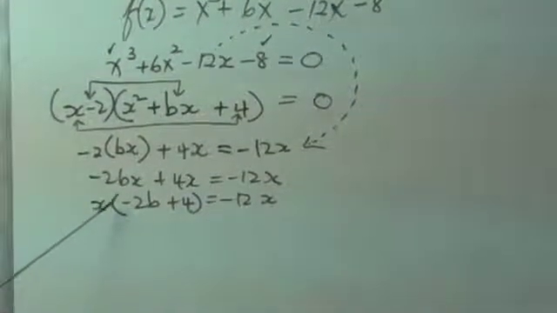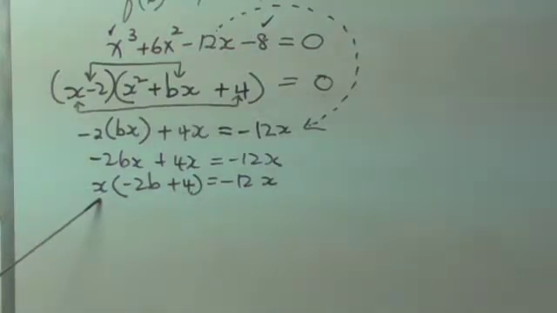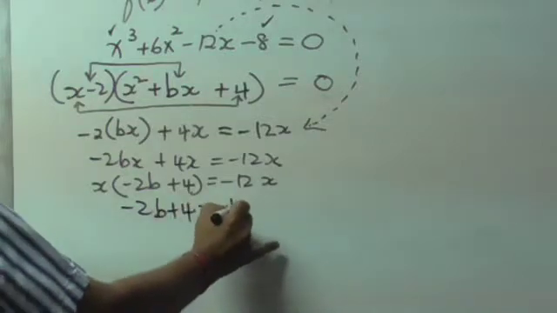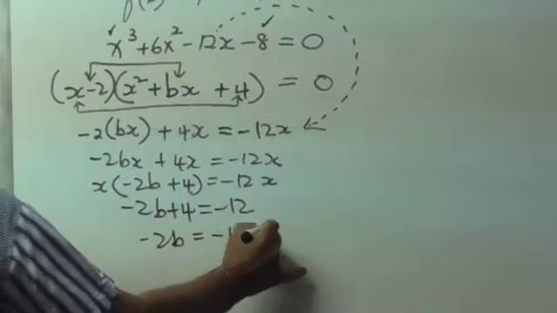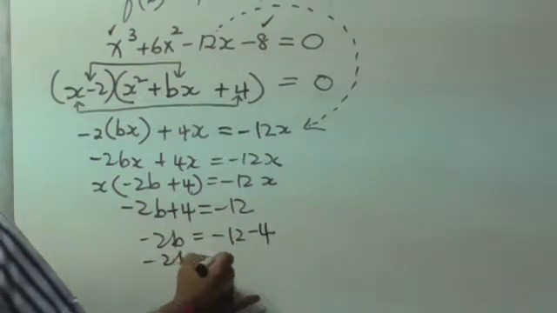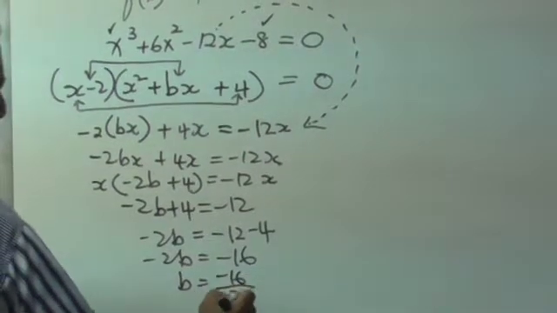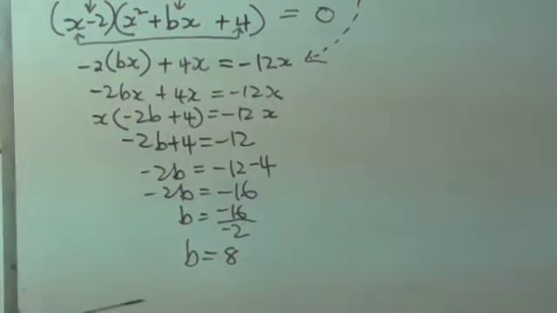I'll repeat. The left hand side is equal to the right hand side. There's your x here, there's your x here. Therefore, this bracket is equal to minus 12. So minus 2b plus 4 is equal to minus 12. Minus 2b is equal to minus 12 minus 4. Minus 2b is equal to minus 16. b is equal to minus 16 divided by minus 2. b is equal to 8. So we have now solved for b.